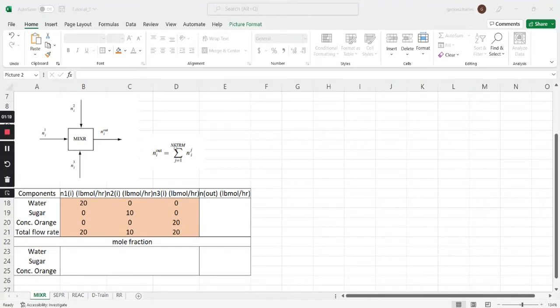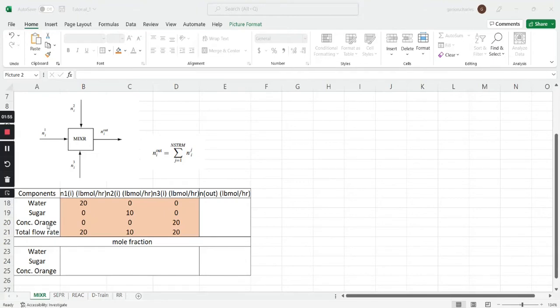So to demonstrate how this can be done in Excel, I have an example where I am interested in mixing water, sugar, and concentrated orange juice to make orange juice beverage. And we are interested in finding out not only the outlet flow rate of the mixture, but also the mole fractions for each component to ensure the orange juice meets certain specifications.